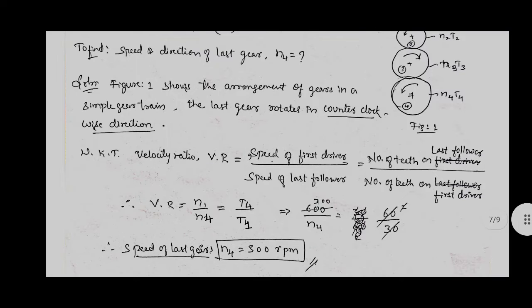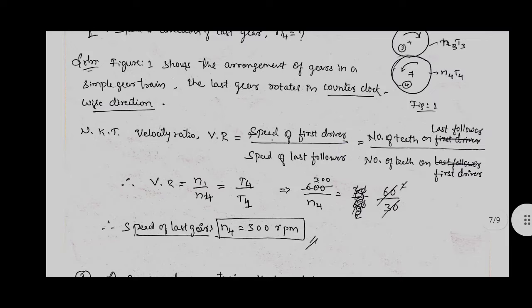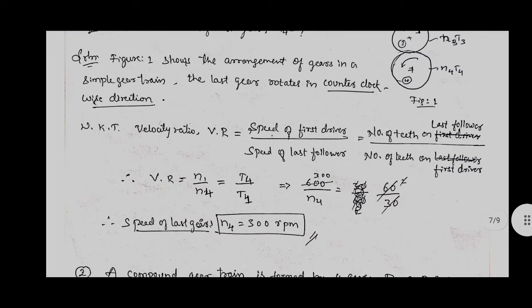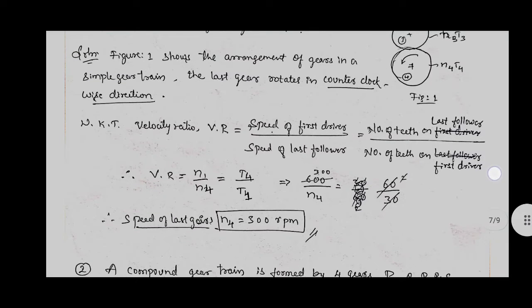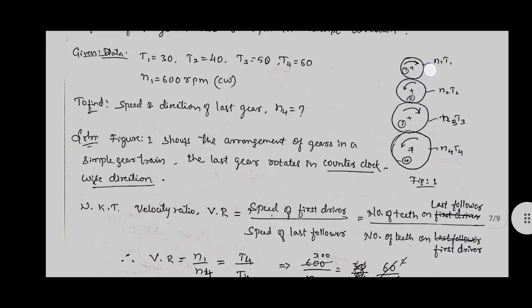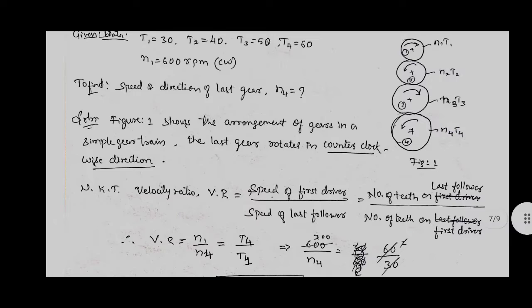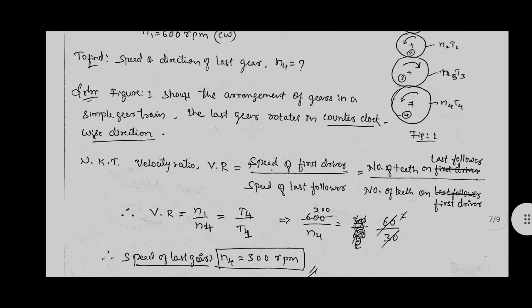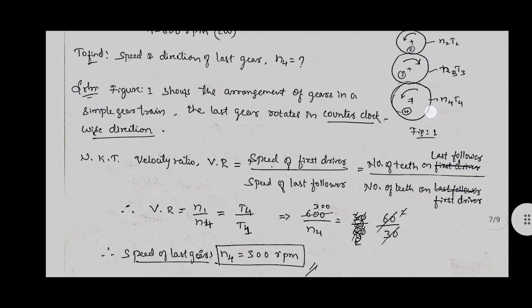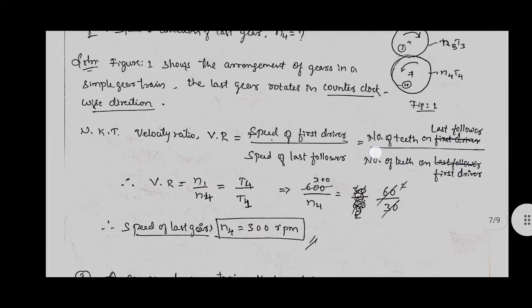So how to find the velocity ratio? The velocity ratio of the simple gear train is the speed of the first driver gear to the speed of the last driven gear, which is equal to the number of teeth on the last follower to the number of teeth on the first driver gear. The first gear's speed is n1 and the last gear's speed is n4. So n1 by n4 is equal to t4 by t1. This is the number of teeth on the last follower, and this is the first driver gear. So this is the equation you have to remember.